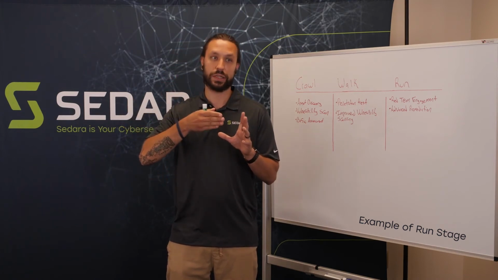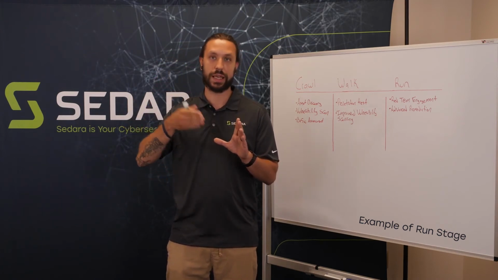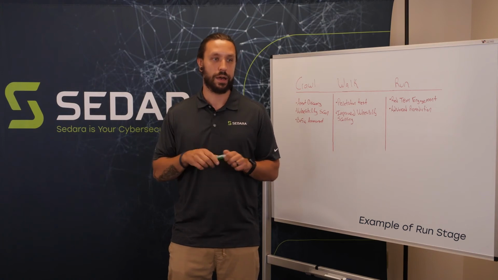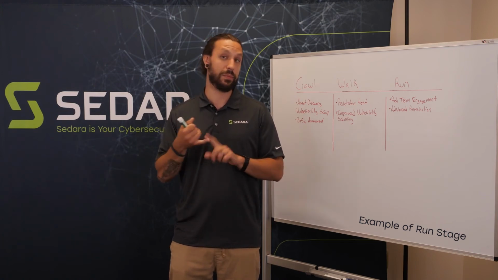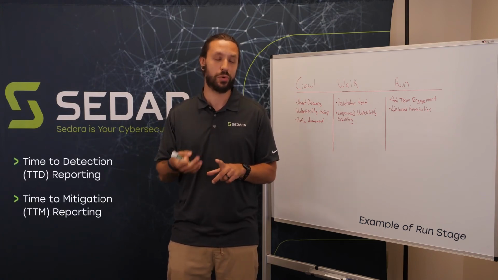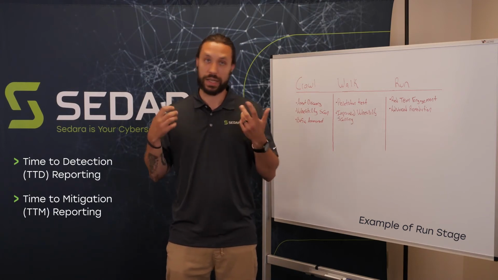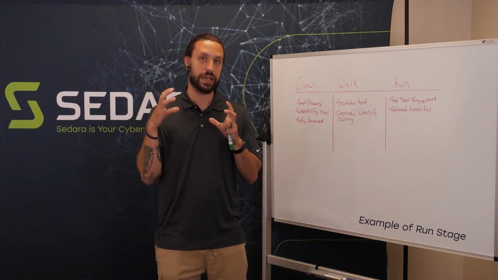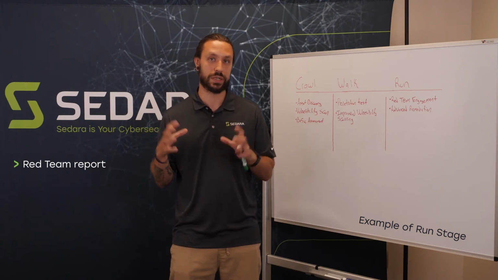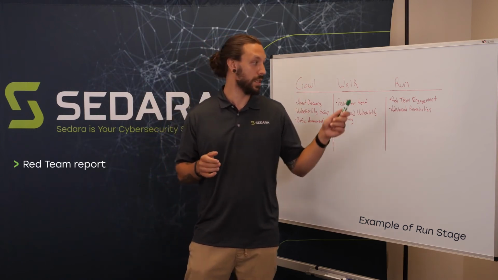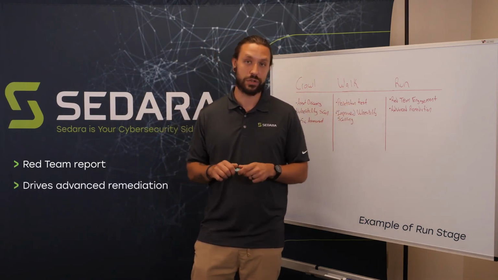So how were we initially able to get in? How were we able to stay in? Things like that. And then you're going to get time to detection reporting, time to mitigation reporting, again, the business logic flaw. And so all these kind of condense into a red team report. And that red team report is going to drive advanced remediation.